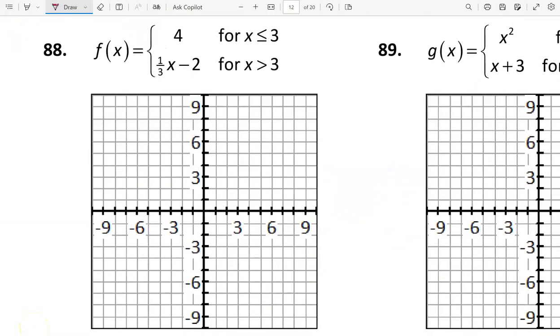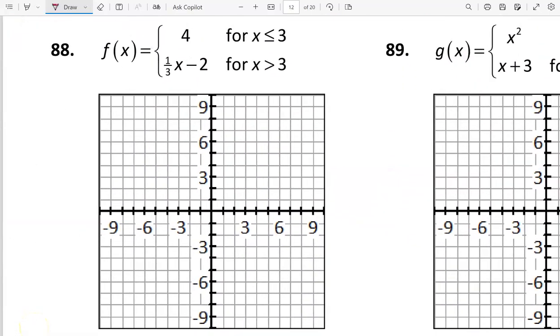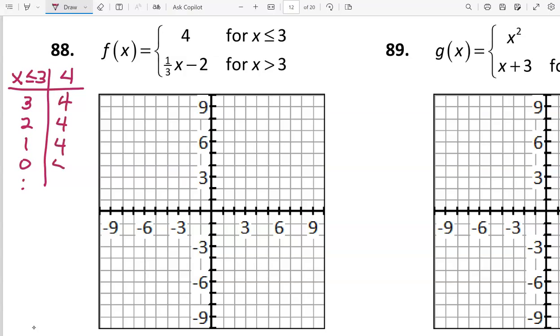Now let's move on to 88. For 88, we have a piecewise function, and the easiest way to handle this is just to treat it in pieces. So for instance, I'm going to make a table of values. My x values less than or equal to 3, and my y values equal to 4. So less than or equal to 3: 3, 2, 1, 0, etc. And my y values will all be 4.